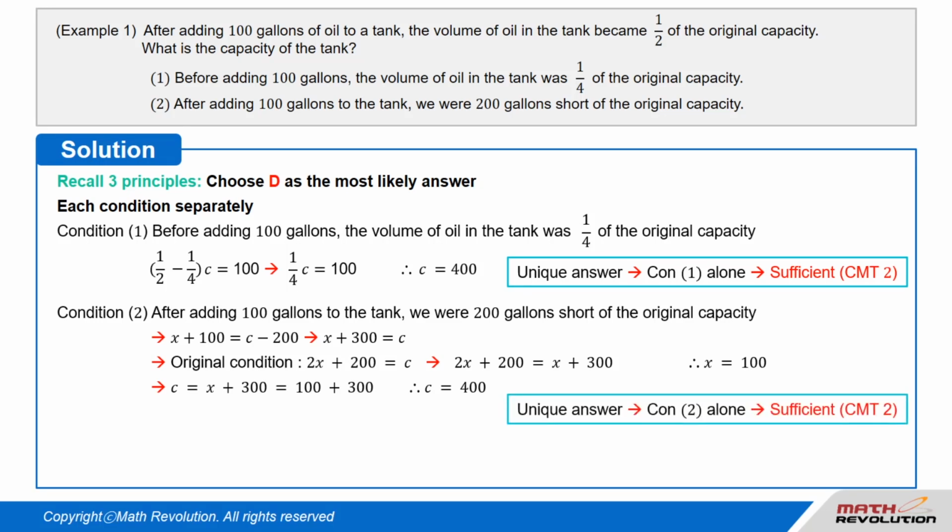Since the answer is unique, the condition is sufficient by CMT2, which means that the number of answers must be 1. Each condition alone is sufficient. So, D is the correct answer.